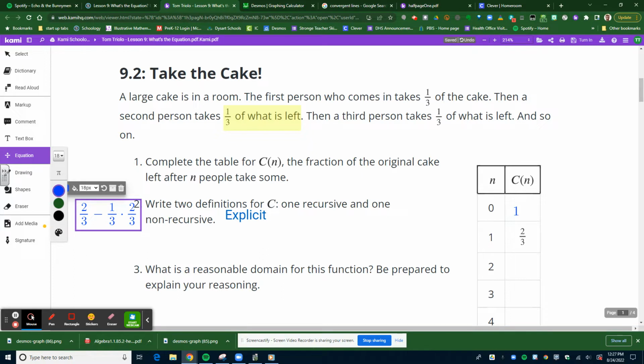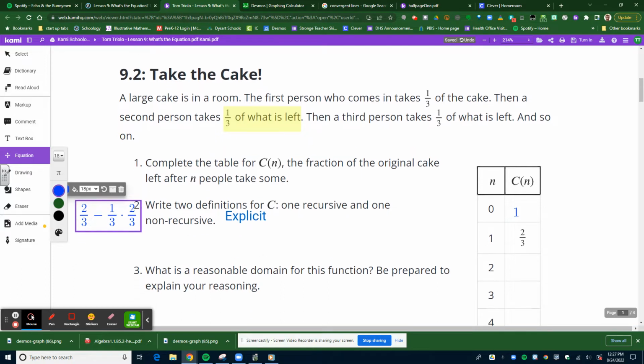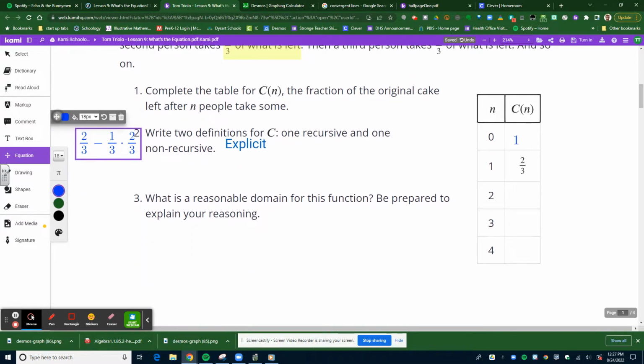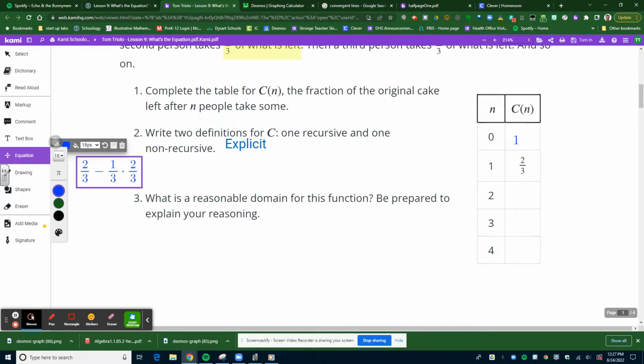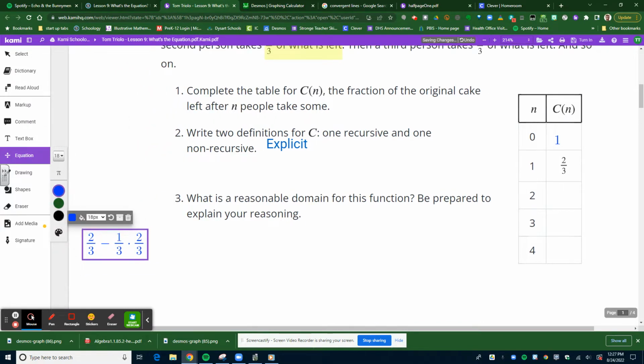Okay, so if I do that, here we go. I'm going to move this down here. Okay, so let's do that arithmetic. So 1/3 times 2/3 is 2/9. I need a common denominator, which is 9, so I have to multiply the top by 3. So 6 minus 2 is, okay, so 4/9.